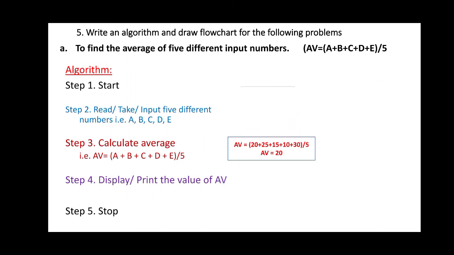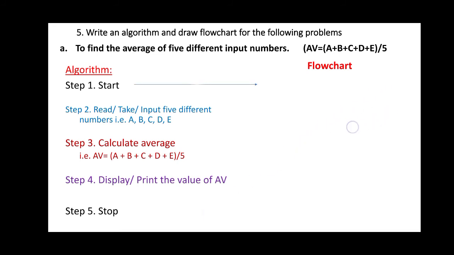So how to do the flowchart? We know that a flowchart is a collection of different pictorial shapes, or we can say a pictorial representation of different algorithm activities. Start will be represented by the oval shape, and then we will use a flow line. A flow line is an arrow to jump to the next step. Here the next step is step 2, input. For input we use the input output box, that is a parallelogram.